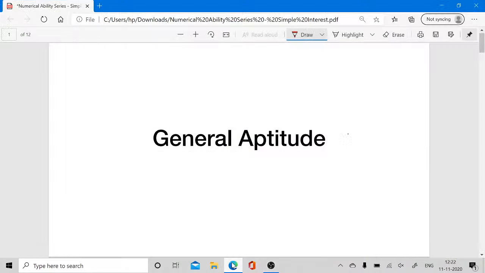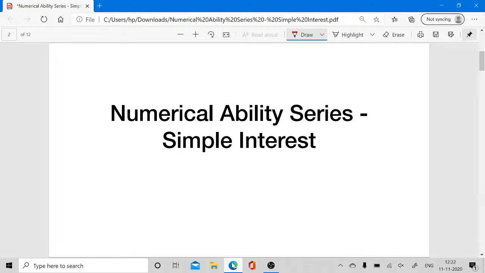So today we are moving forward with the fourth session of our numerical ability series, which goes by the name simple interest, right?